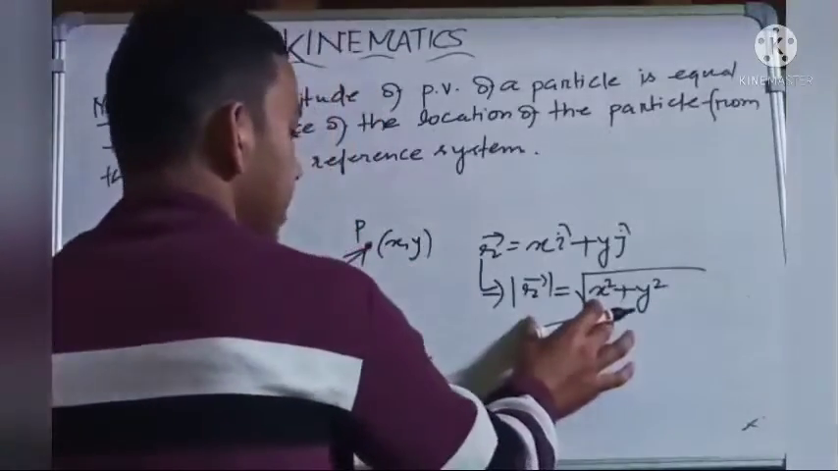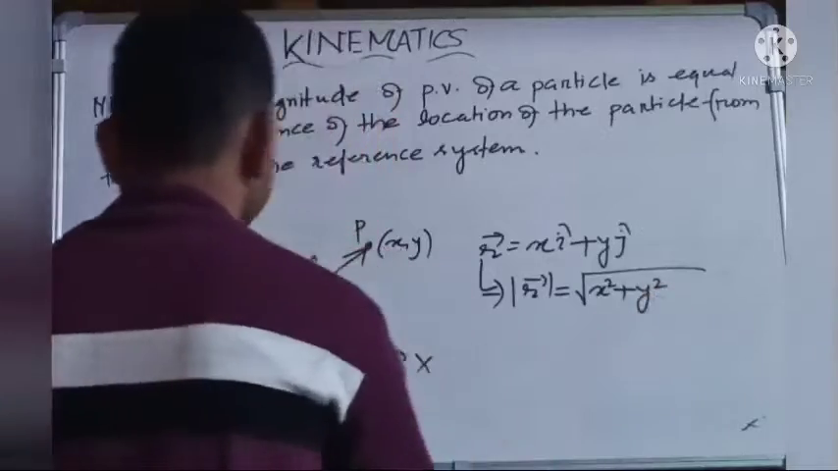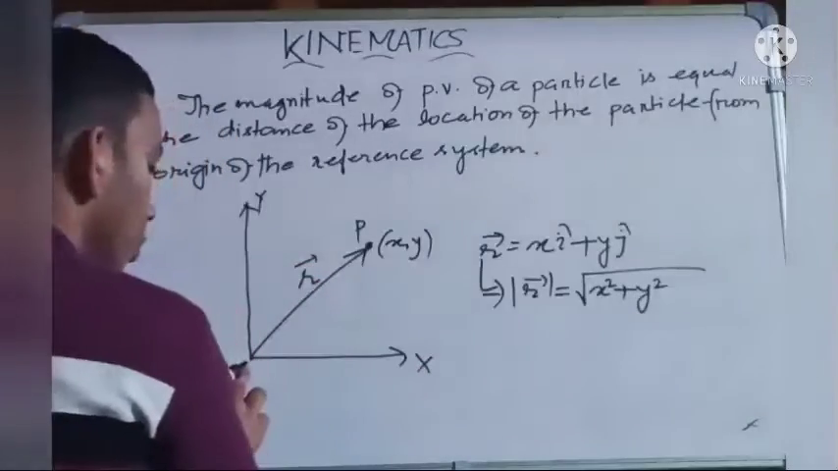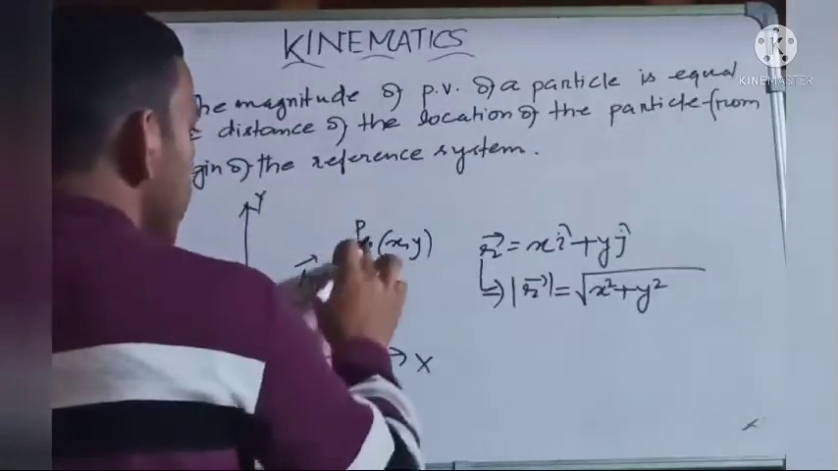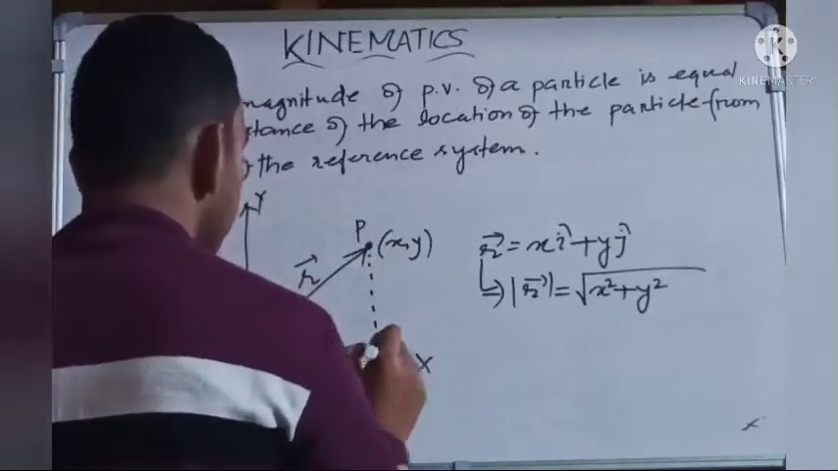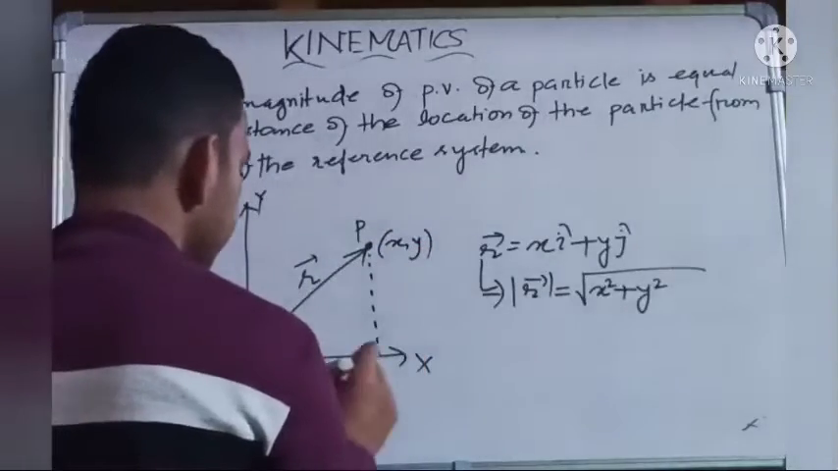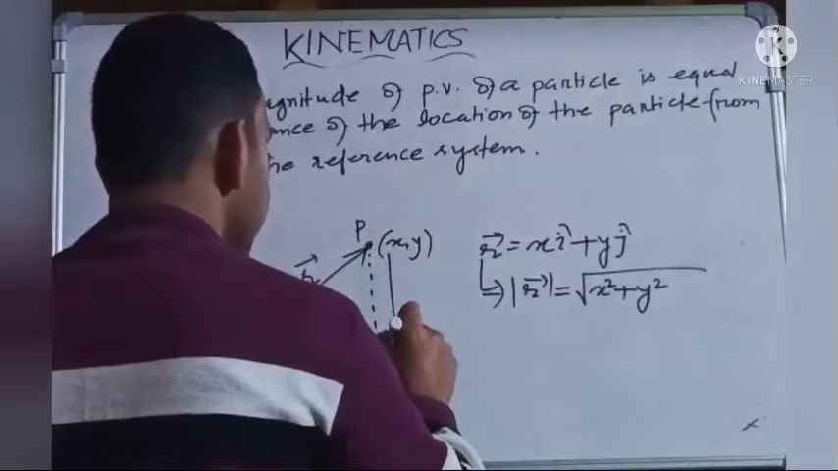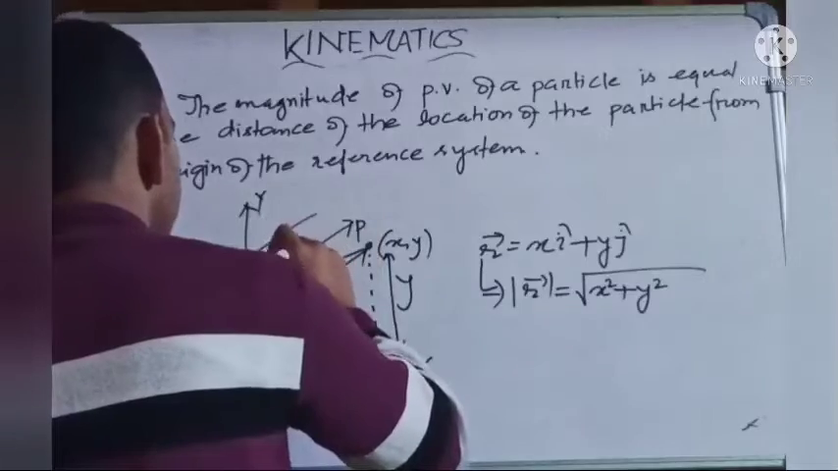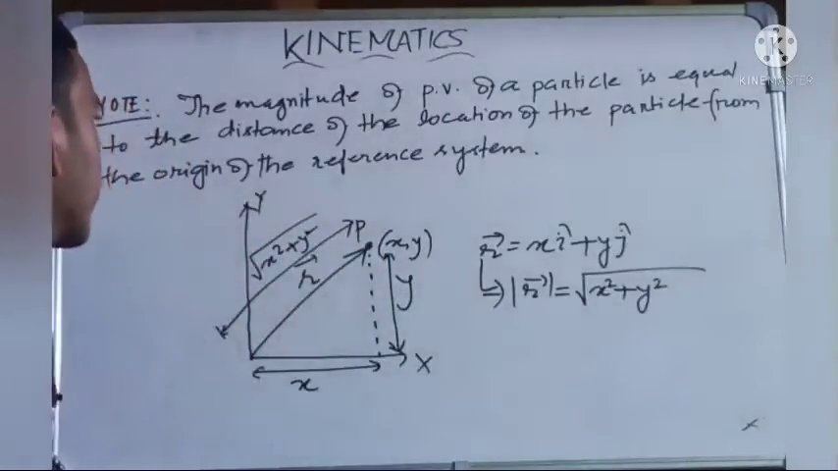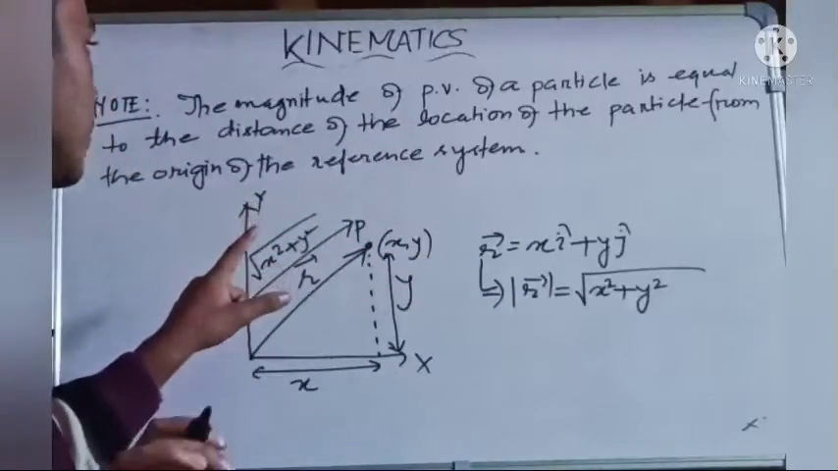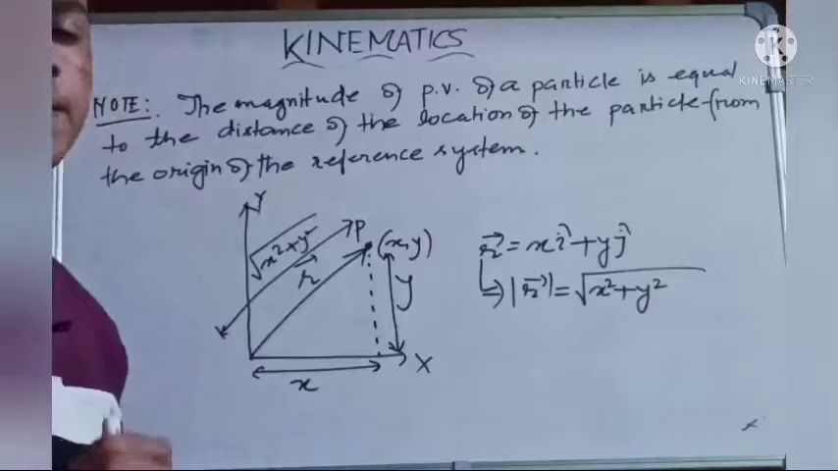Now, let's understand what this really means. The magnitude of this vector is basically this length, the distance from the origin to the location of the particle, and this can be proved by Pythagoras theorem also. This length is x, this length is y. From Pythagoras theorem, this length is square root of x square plus y square. Hence, the magnitude of the position vector of a particle is equal to the distance of the location of the particle from the origin of that reference system.